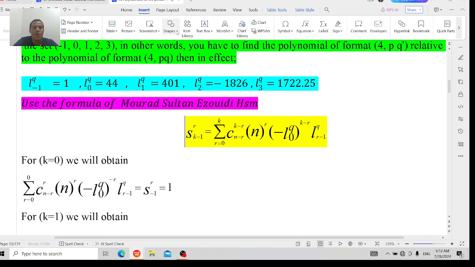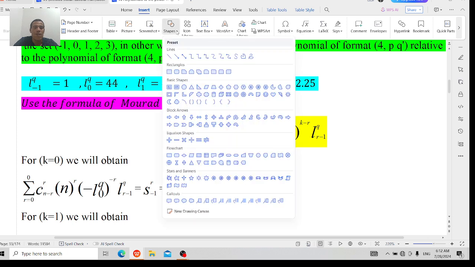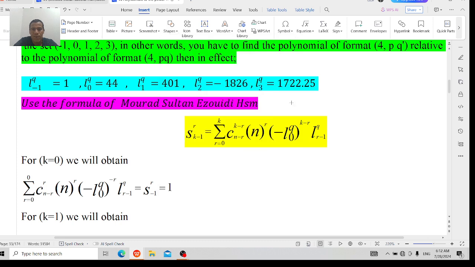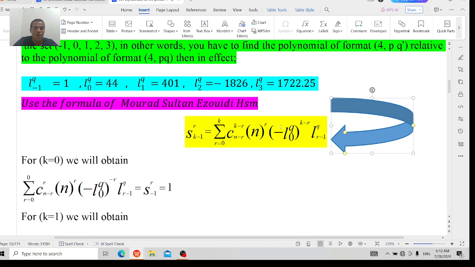It means that you are going to find the coefficients of the new polynomial that has a relationship with the first one. This one is going to be the discriminant formula of Mourad Sultan Ezouidi.